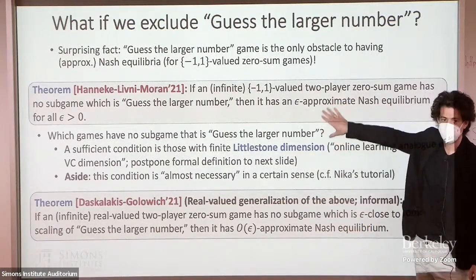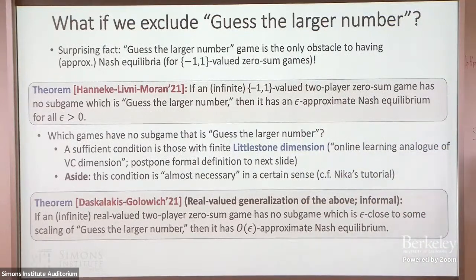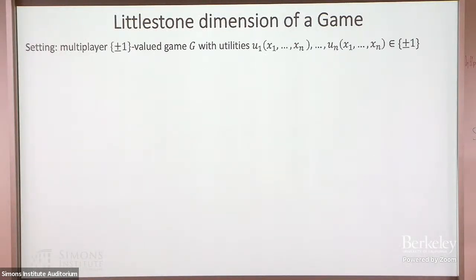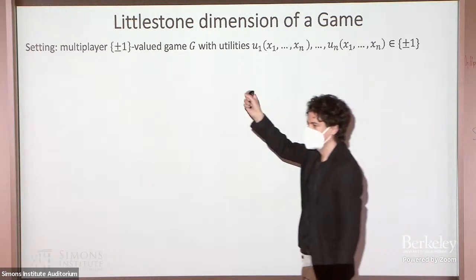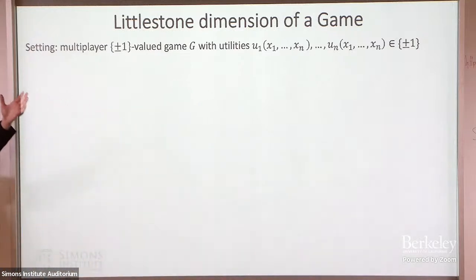But let me describe a little bit what it means for a game to have finite Littlestone dimension. What is the Littlestone dimension of a game? Here's our setting. We have a Boolean-valued game, plus or minus 1, with a bunch of players. I'm going to define the thing for multiplayer games as opposed to 2-player 0-sum. So you have an n-player game where the utilities are plus or minus 1, so Boolean utilities.